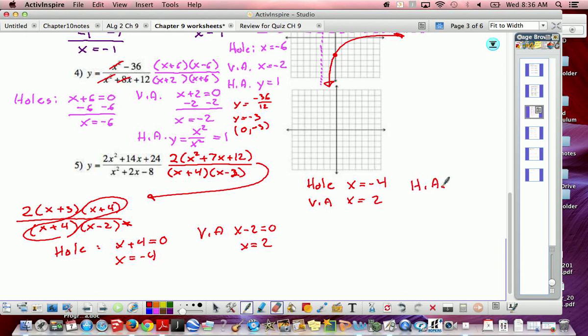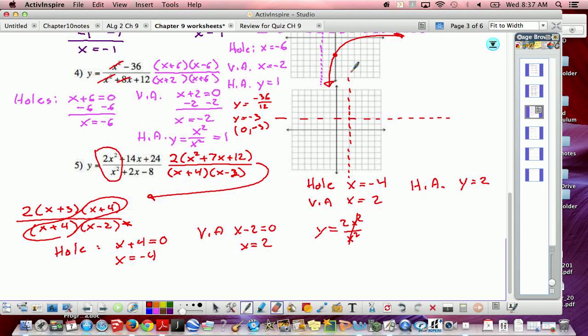Horizontal asymptote, that's where we take the highest degree over the highest degree. So in this case, y equals 2x squared over x squared. So here the x squareds cross out, and it's at y equals 2. So let's go ahead and graph those asymptotes. So I know they're both at 2.